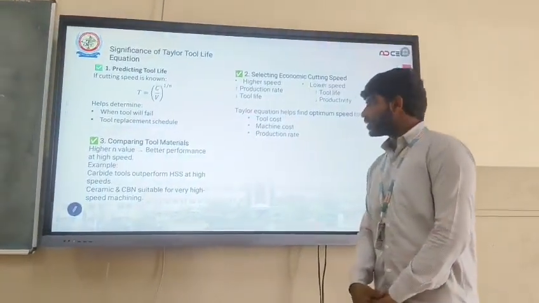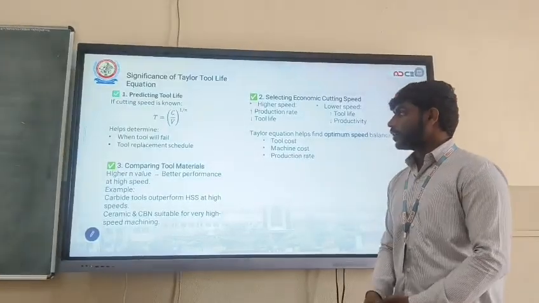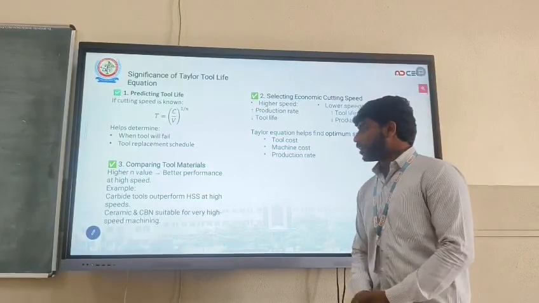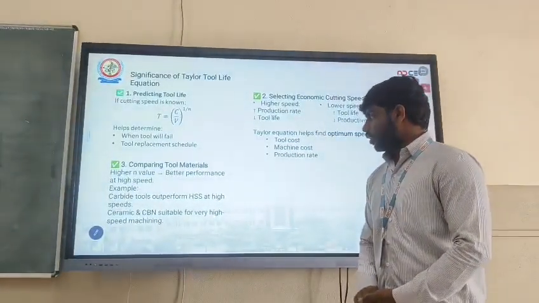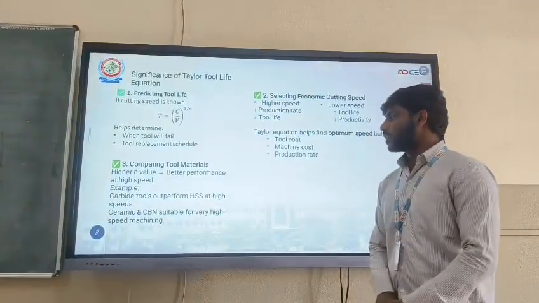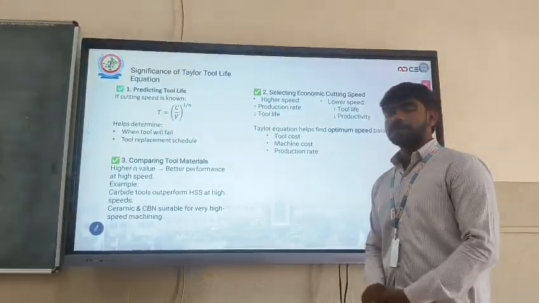And the third significance is comparing tool materials. A higher n value tends to better performance at high speed. For example, carbide tools outperform HSS at high speed, and ceramic and CBN are suitable for very high speed machining.